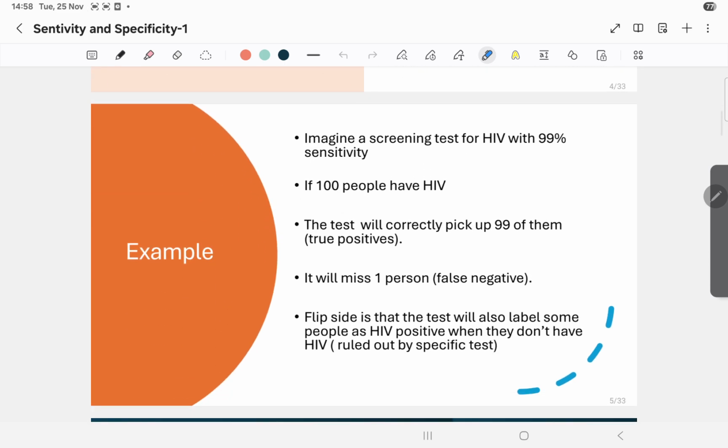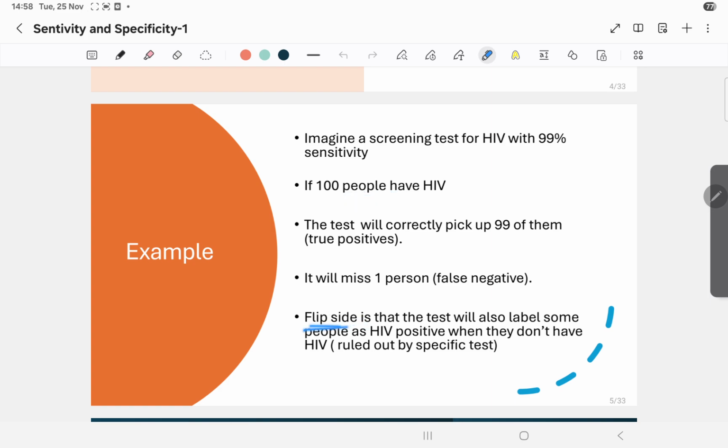So coming to an example, imagine a screening test for HIV with 99% sensitivity. So what does that mean? If there are 100 people with HIV, the test will correctly pick 99 of them, but it will miss one person because it is 99% sensitive. If it was 100% sensitive, it would have picked all the 100 people, but that almost never happens.